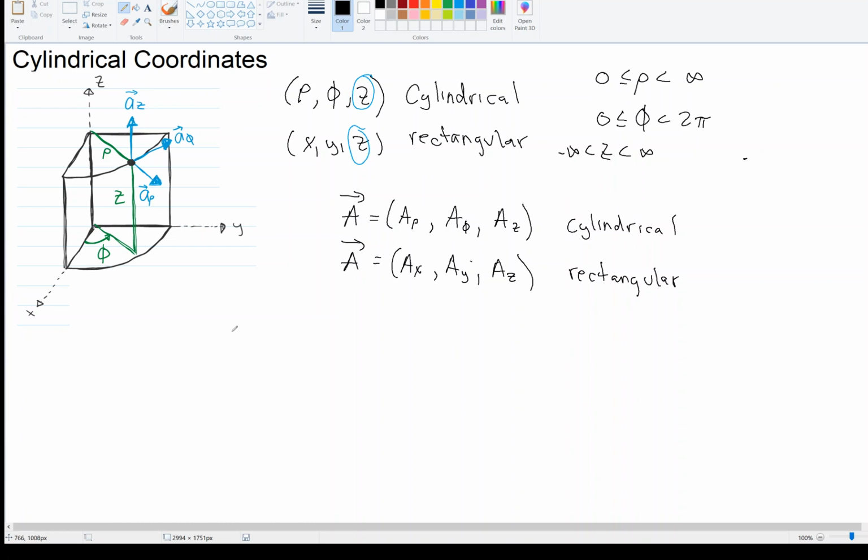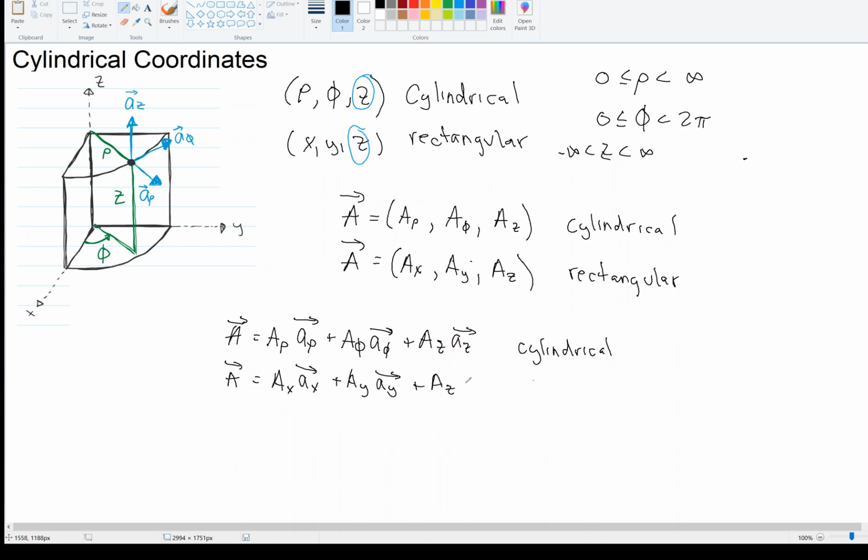And so we can represent any vector in cylindrical coordinates as its rho component times the basis vector in the rho direction, plus its phi component times the basis vector in the phi direction, plus its z component times the basis vector in the z direction. So this would be cylindrical, just like we could alternatively express that point with its x component in the x direction plus its y component in the y direction plus its z component in the z direction. Right, this would be rectangular.